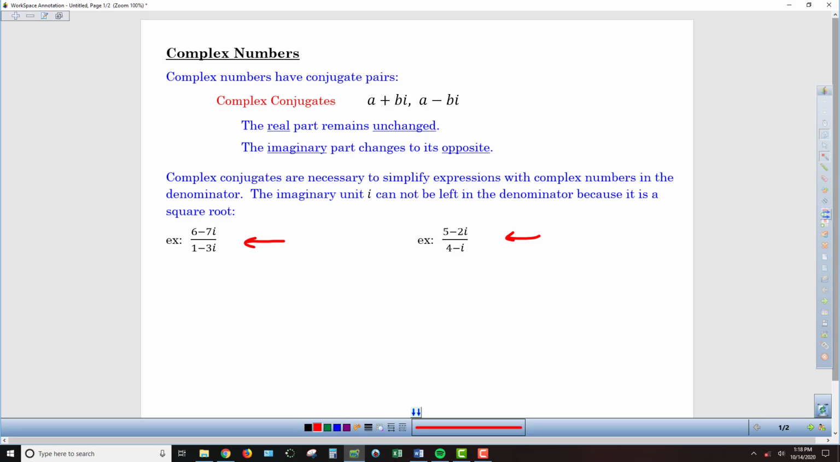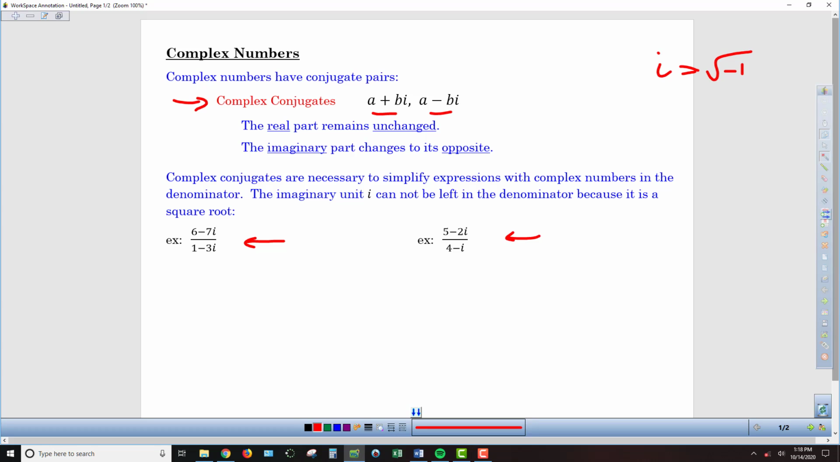Even though we don't see the square root, we have to remember that i is equal to the square root of -1. And a rule in math is that you're not allowed to have a square root in the denominator for something to be considered in simplified form. And so what we can do is take advantage of these complex conjugates to help clear out the i from the denominator.